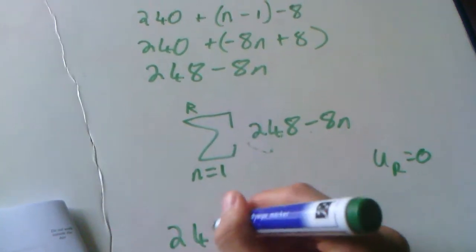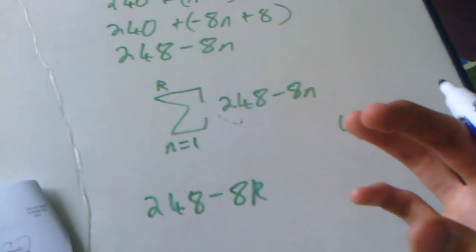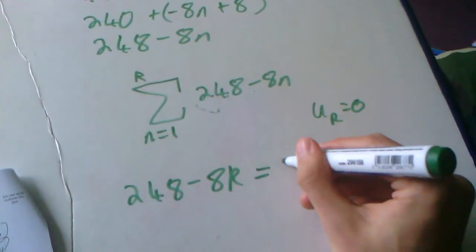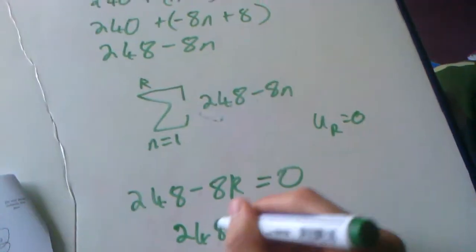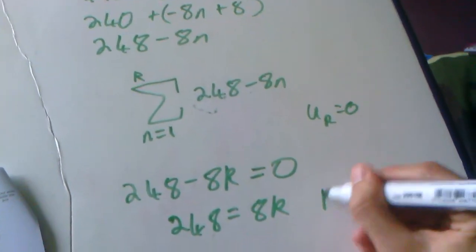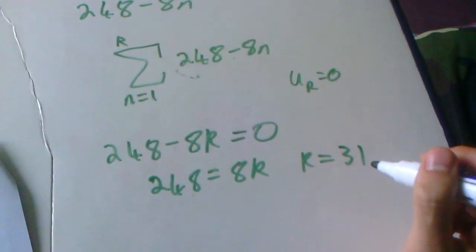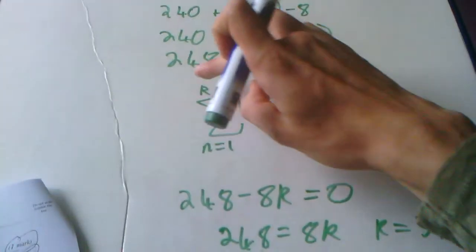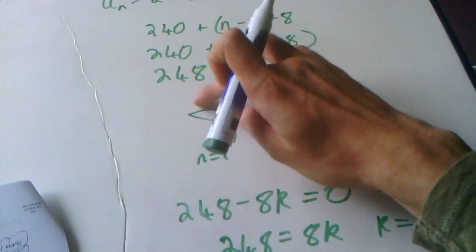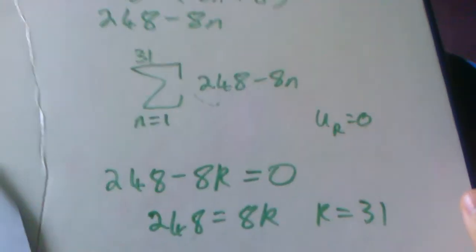So what we're saying is 248 minus 8k, because n is k at this point, equals 0. So from that, obviously, we can work out what k is, because 248 equals 8k. That means k, if I remember, is 31, if we shift some numbers into your calculator. So then, we can get rid of the k here, put 31. So we're finding the sum of the first 31 terms of this series.